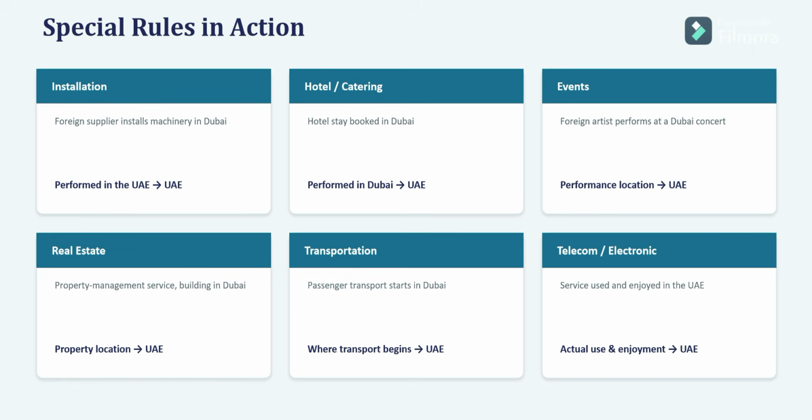Hotel: if the hotel stay is booked in Dubai and performed in Dubai, the place of supply will be UAE. Event: where the performance takes place. So if foreign artists perform at a Dubai concert, the place of supply will be UAE. Real estate: where the property is located. If the property location is UAE, the place of supply will be UAE. Transportation: where the transportation begins. Suppose passenger transport starts in Dubai, so the place of supply will be UAE. Telecom: service used or enjoyed in UAE. So the actual usage is taking place in UAE, so the place of supply will be UAE.